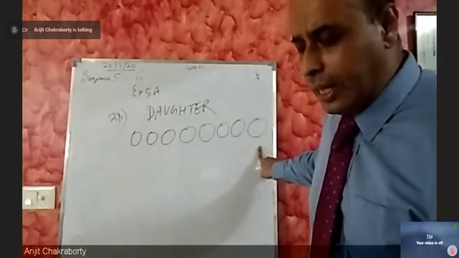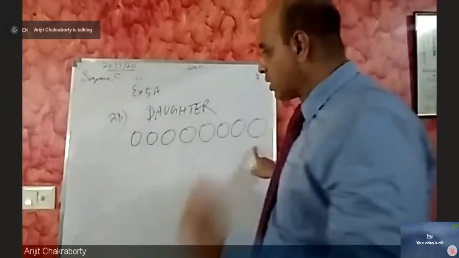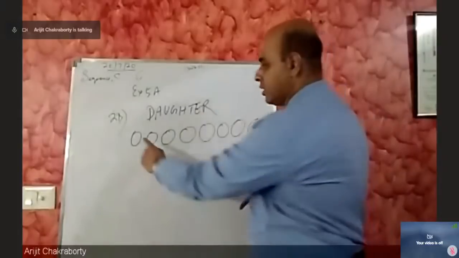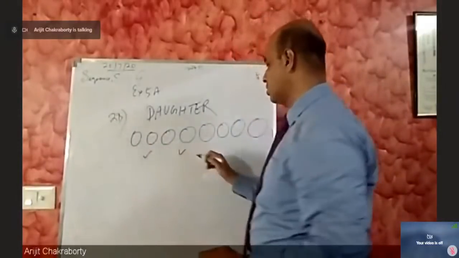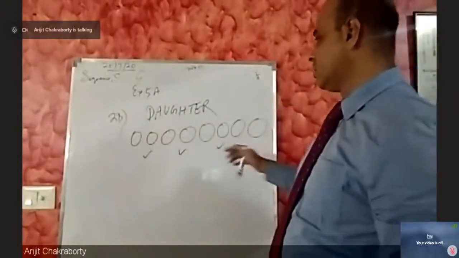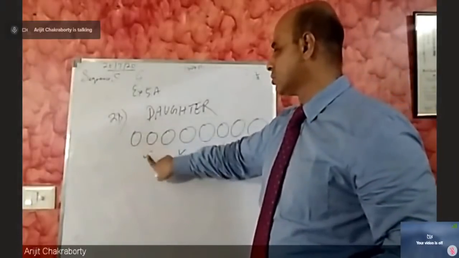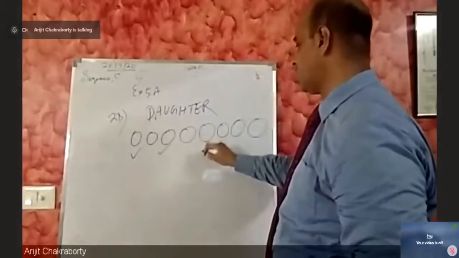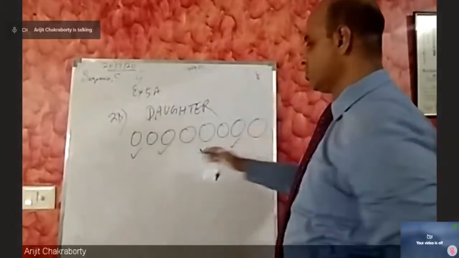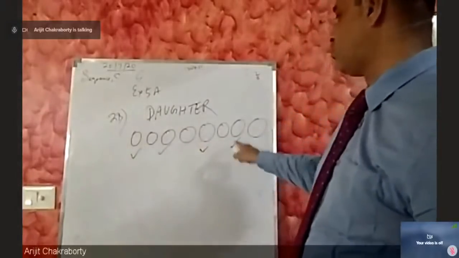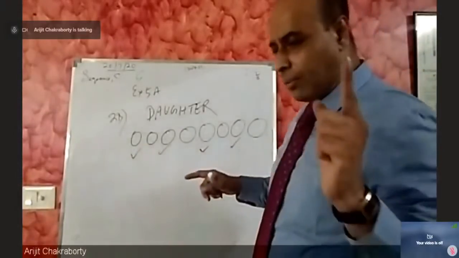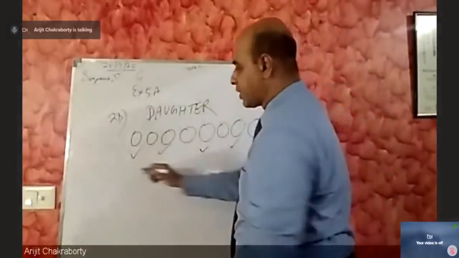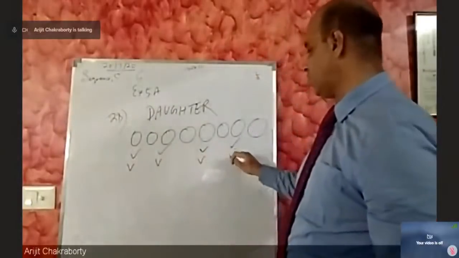Now, which are the odd places? Odd, even, odd, even, odd, even, odd, even. So you are having 1, 2, 3 and 4 as the odd places. The question says that the vowels will occupy the odd places. So each of these has to be taken by a vowel.